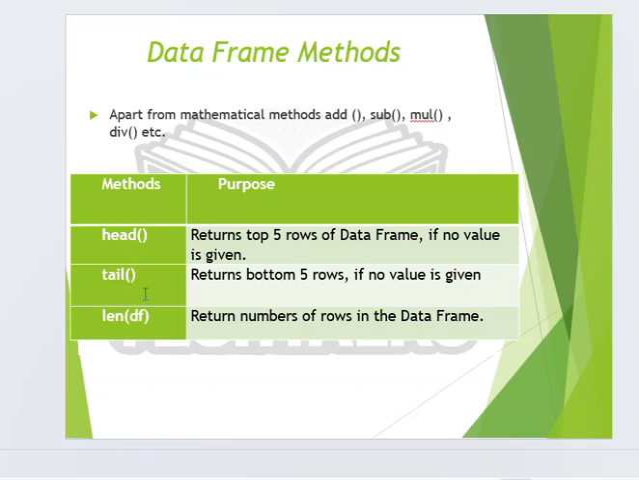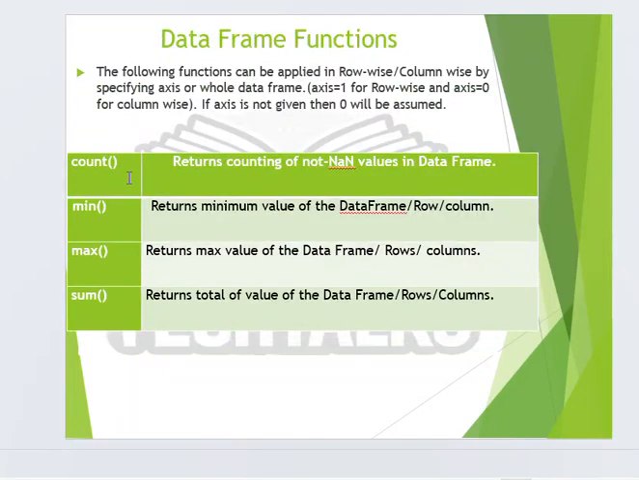Head is there, tail is there, and length is there. So head is by default going to give you 5 records if a value is not passed. Same is the case with the tail. It is going to return the bottom 5 rows if no value is passed, and length is going to return the number of rows in the data frame. We can count. These are some data frame functions which can apply on rows and columns by specifying the axis, or on the whole data frame. Axis equals 1 for row wise and axis equals 0 for column wise if axis is not given.